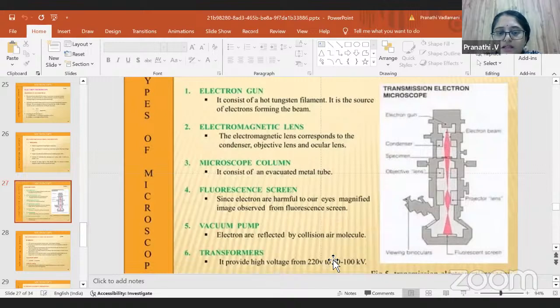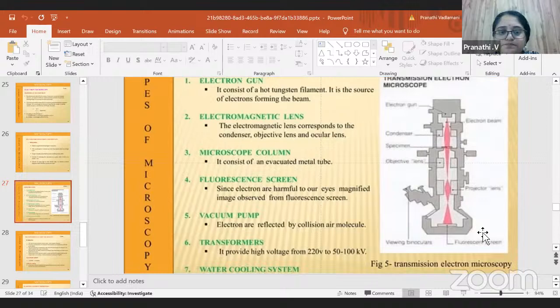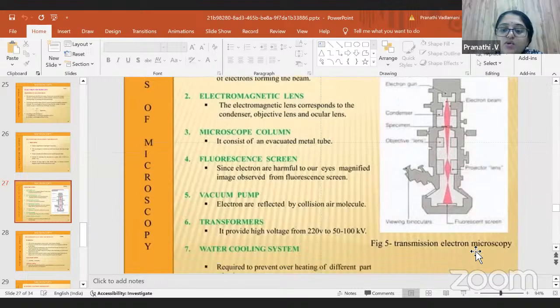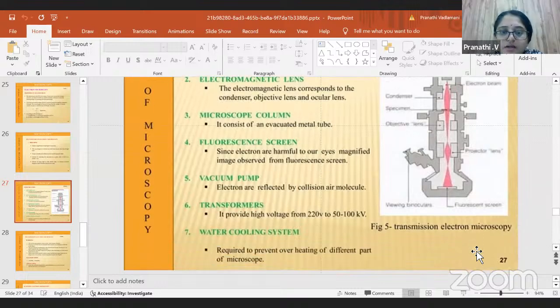And you have different transformers which are going to give you the set voltage, and it is going to be heat producing. So you need to have a water cooling system as well.